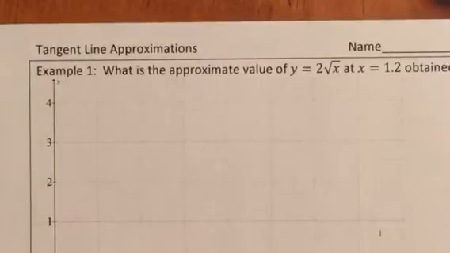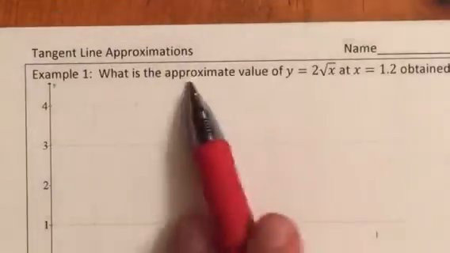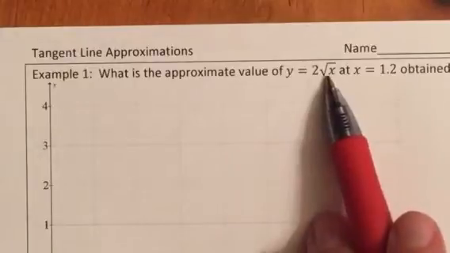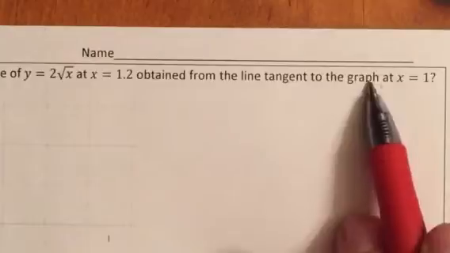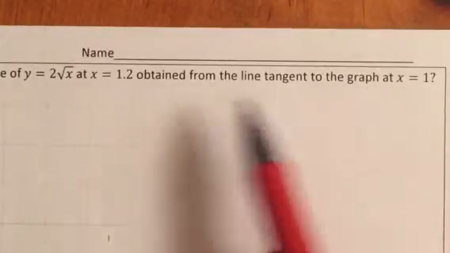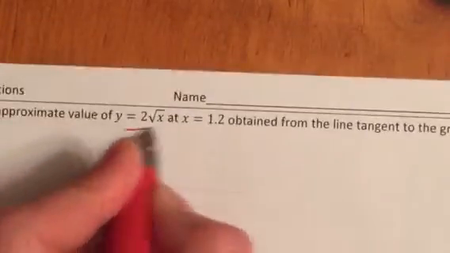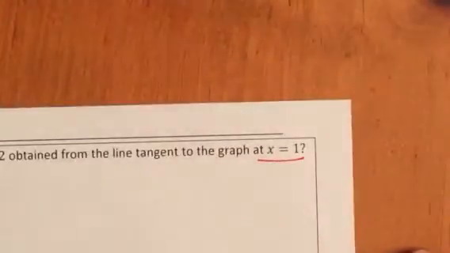Hey Math Stars, this problem asks us to find the approximate value of y equals 2 root x at x equals 1.2 obtained from the line tangent to the graph at x equals 1. Well, we're finding the line tangent to this function at x equals 1. So let's go ahead and start with that.